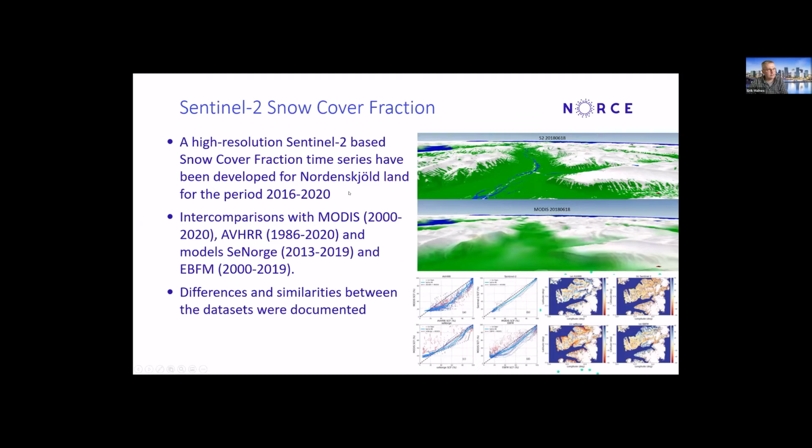We used this 4-year dataset and compared it with MODIS, and we also did intercomparisons in a report against the AVHRR and also snow models from seNorge by NVE and from Uppsala University, and found very interesting differences and similarities in these datasets. So this is worthwhile to study further, to look at how we can provide as best as possible long-term time series of snow cover over Svalbard.